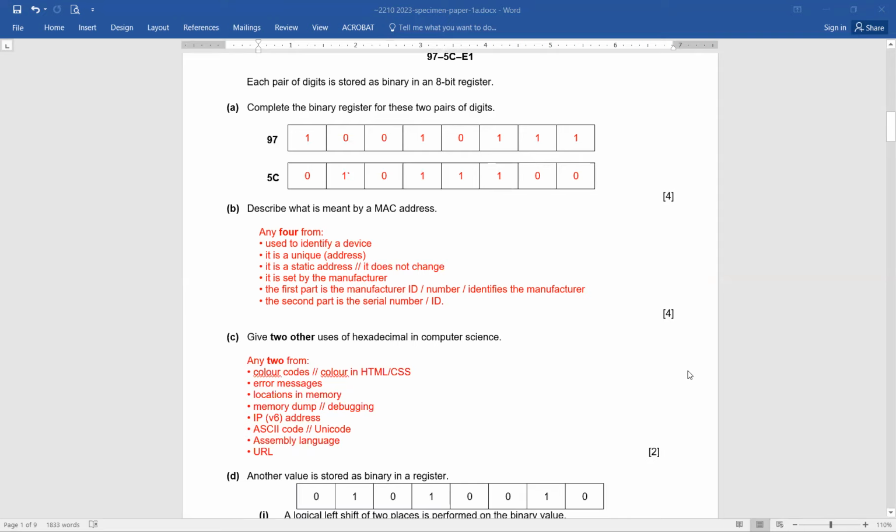Moving on to part C, give 2 other uses of hexadecimal in computer science. Now be very clear. Since they have mentioned the MAC address, you are not allowed to use the word MAC address at all. So any 2 will be color codes in HTML or CSS. But I suggest that you do not mention just color codes. You mention the complete term: HTML color codes or color codes in HTML. Error messages, locations in memory, memory dump, or if a student has written debugging, then that will also be considered as the right answer.